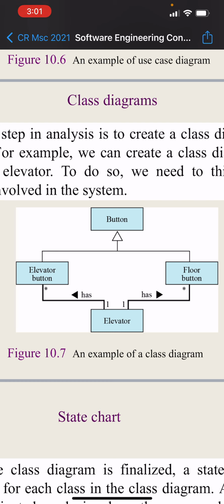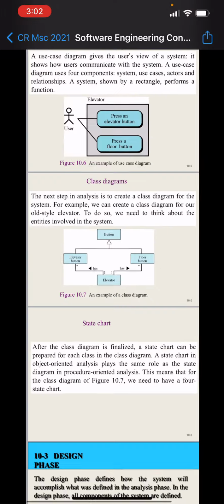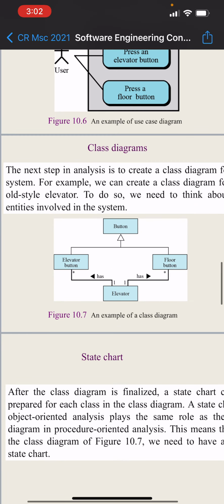You can create a class named button, and this class has two subclasses, elevator button and floor button. Then another class is named elevator, which overall is a class representing an elevator. This elevator has a relation with the floor button, and also has a relation with the elevator button, right? So this is the basic concept of the class diagram.